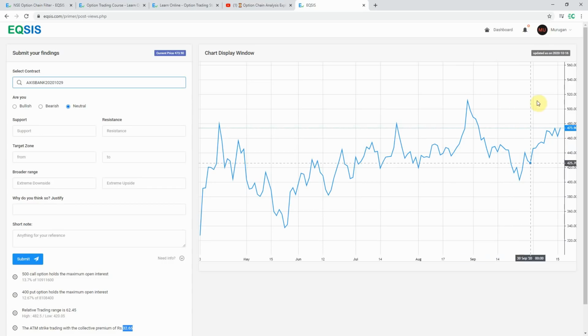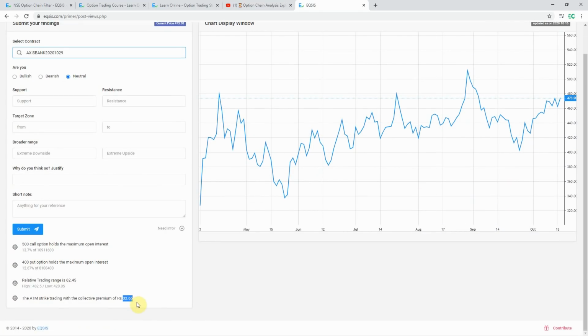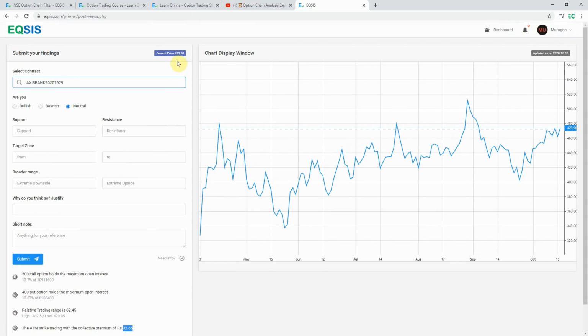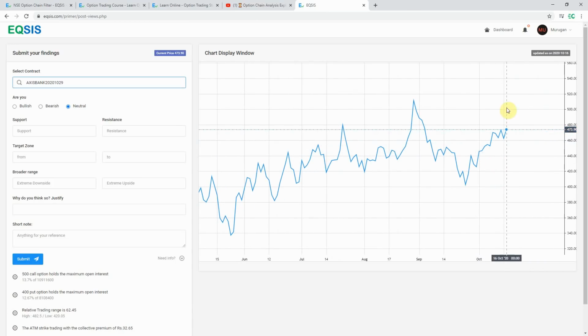So I have a resistance of 510 on top, and the price action also says 510. On the downside, it's not a support, it's the trading range: the most likely range for the market is below by 32 points, which is around 440. So the market is expected to be in this range. Accordingly, you can express your opinion and submit your strategies.